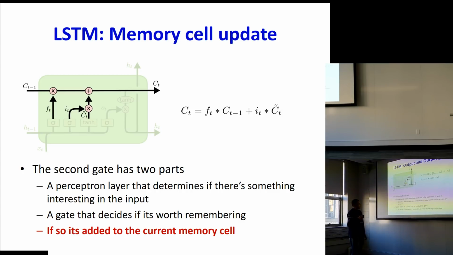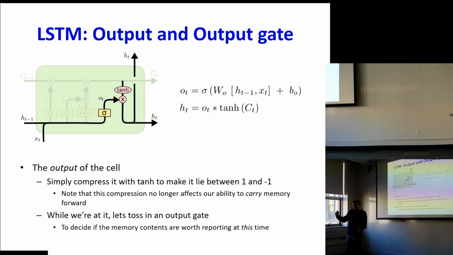And now the output of the cell: this constant error carousel is the basic memory that is being remembered. That actually goes into, you typically compress it with a tanh, which takes a value between -1 and 1. This compression doesn't affect our ability to carry memory forward. Observe this. The memory is independent of the compression, and what we really did was to pull the non-linearity off the memory and made it separate. And that compression is also going to be modified by an additional gate which decides if the memory contents are worth reporting into the state at the current time.